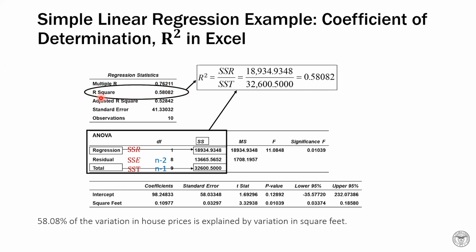Second, the R square is the coefficient of determination that we have just discussed. For example, 58% means that 58% of the variation of Y values around the mean are explained by the X values. In other words, 58% of the values fit the model.